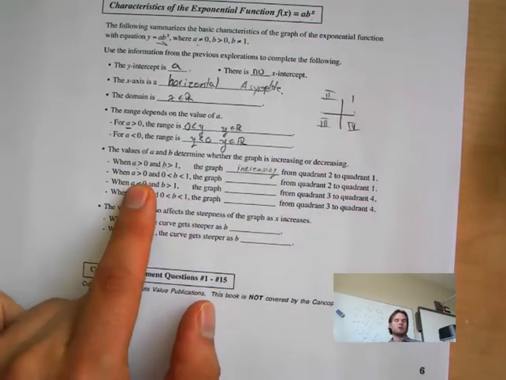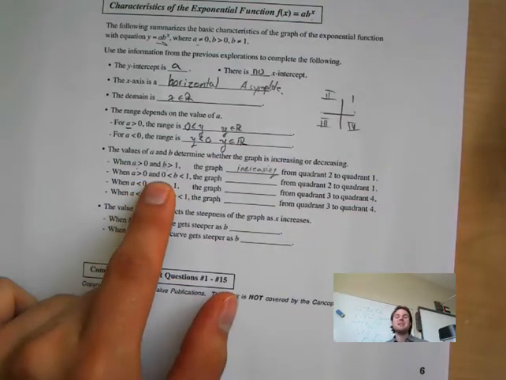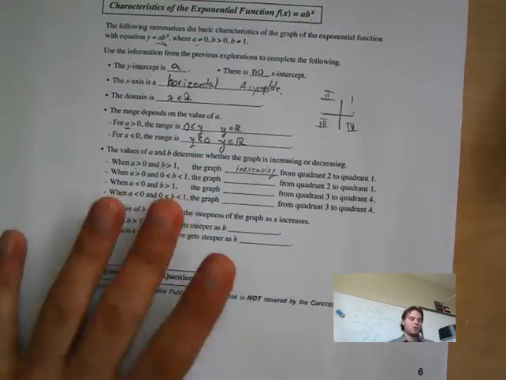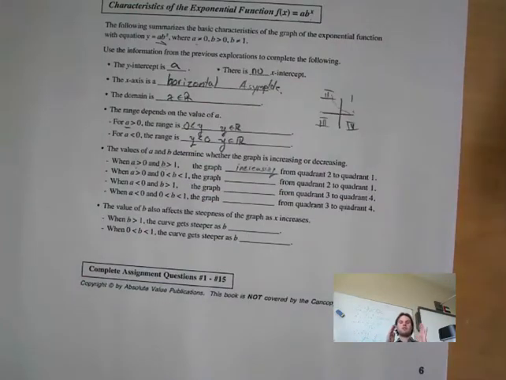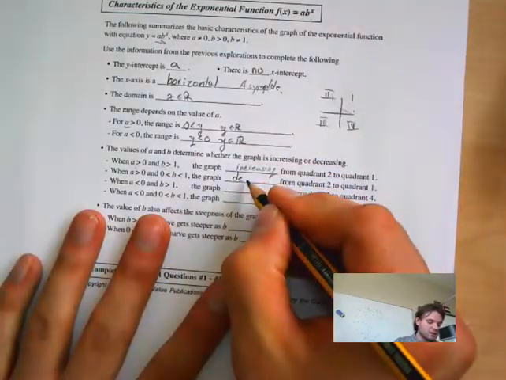Okay? So here it's saying if a is greater than 0, but b is between 0 and 1. So that would be like 0.5 or 1 over 2. We are going to end up going like that. For this one, if we have 0.5, well, 0.5 to the power of negative 3 is the same as 2 to the power of 3. So we're starting off big, and we're going small. So this one here is decreasing.